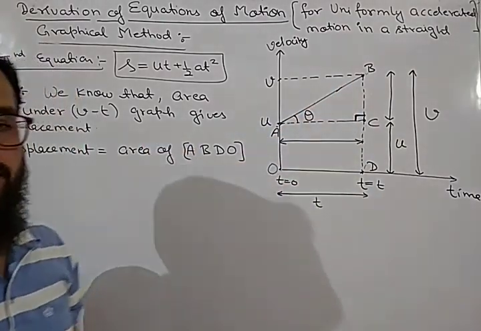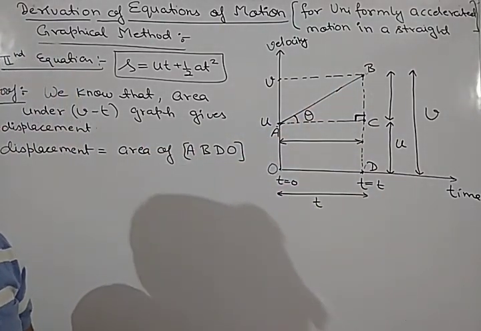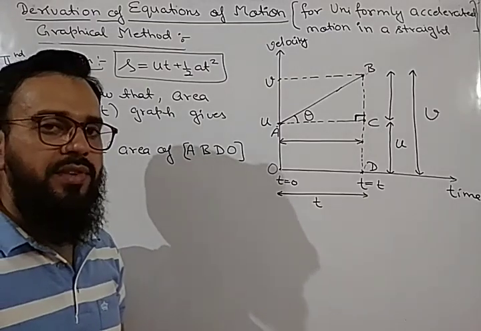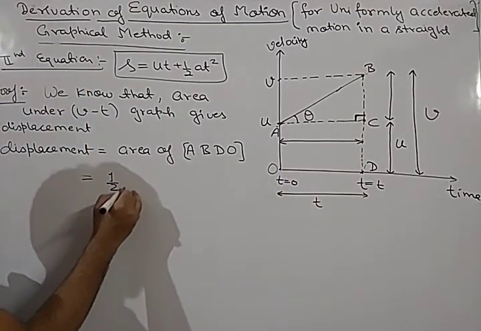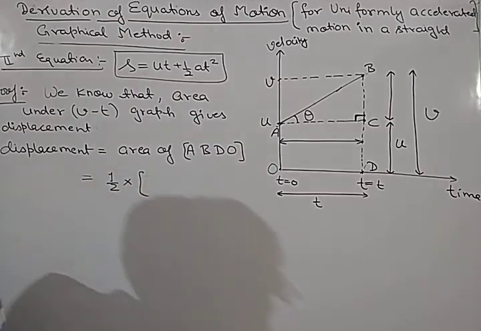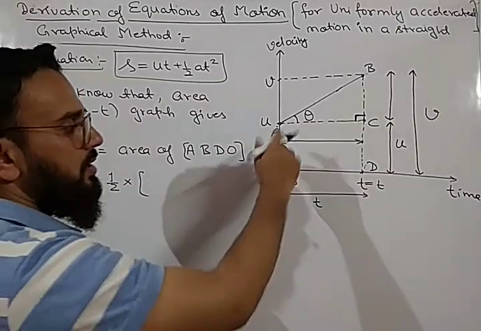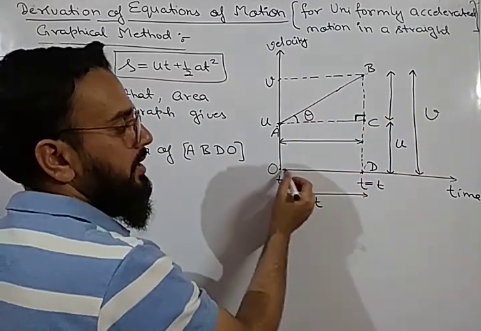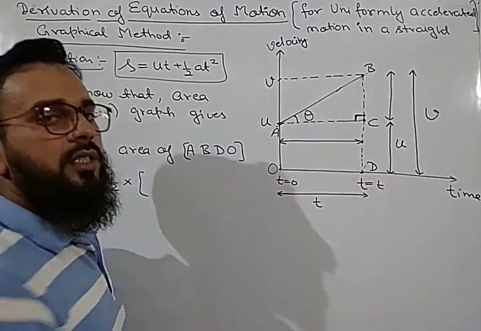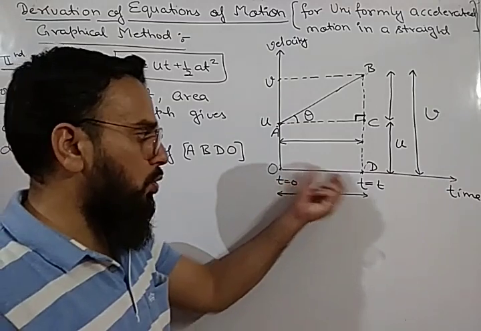And what is ABDO? ABDO is a trapezium. So how to find the area of trapezium? You all know the formula of area of trapezium. What is the formula of area of trapezium? It is half into sum of parallel sides. So what are the parallel sides? Parallel sides are AO and BD, and the perpendicular distance between parallel sides, which is OD.